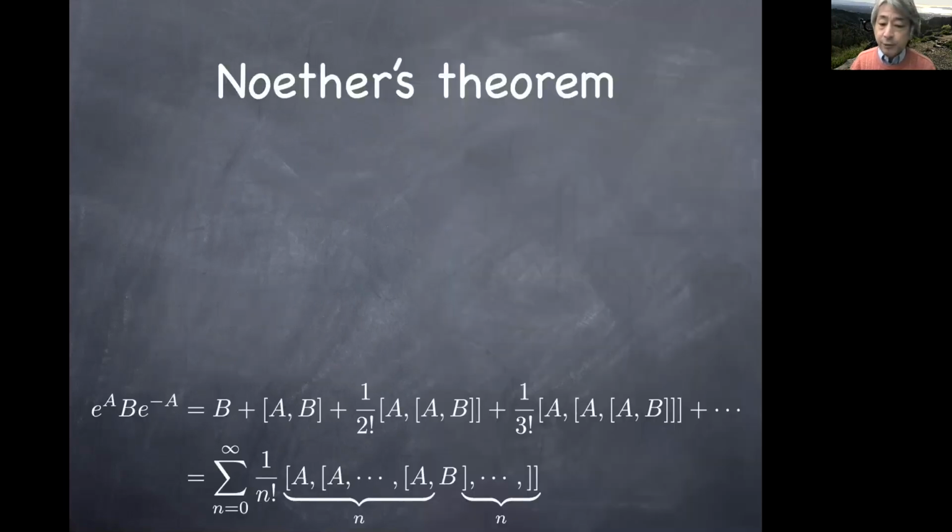So you have seen this Hausdorff formula in one of the homework problems with the Bogoliubov transformation. So you can define a symmetry as a unitary operator acting on the Hilbert space. And a symmetry has to be unitary so that the probability doesn't get changed.